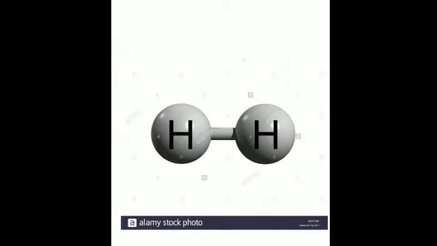You can see over here that two atoms of hydrogen have combined together to form one molecule of hydrogen. This is the hydrogen molecule. So this is the molecule of an element, hydrogen. H2 is the molecule of which element? Hydrogen.